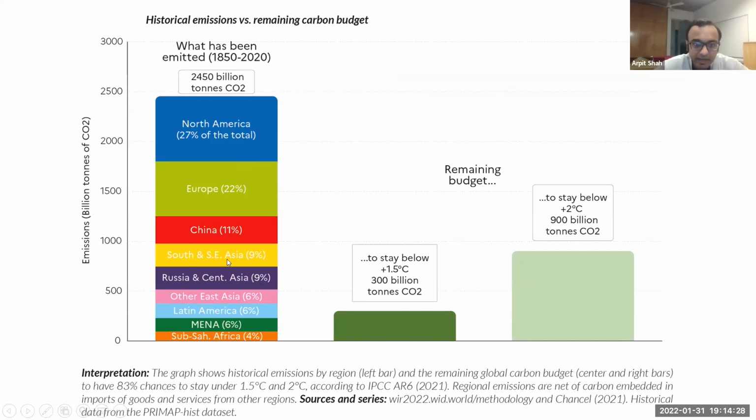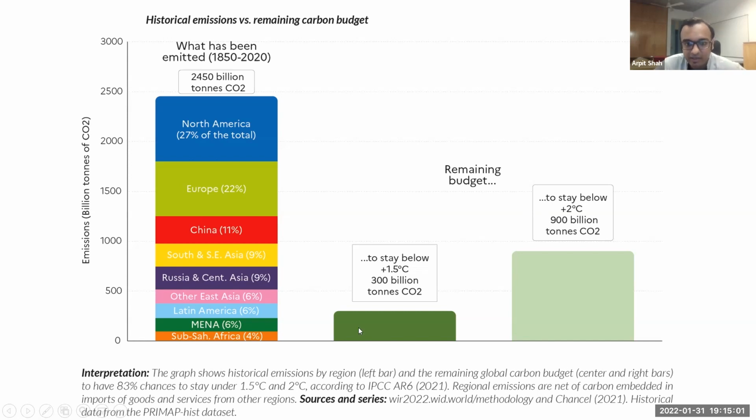So between 1850 and 2020, in the last 170 years, the world has emitted close to 2,500 billion tons of CO2, of which you can see the inequality in the bar on the left, where North America and Europe are responsible for 27 plus 22, so almost 50% of global historical emissions. India would fall within the Southeast Asia bracket, but if I take India out separately from this, India has contributed around 4% of all historical emissions.